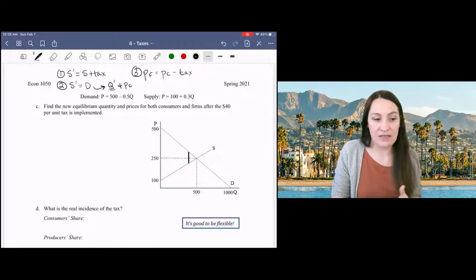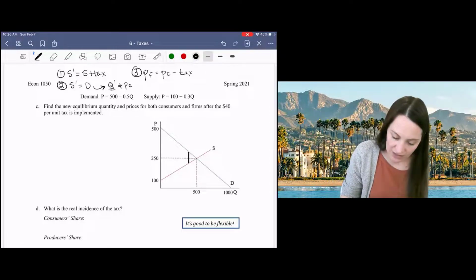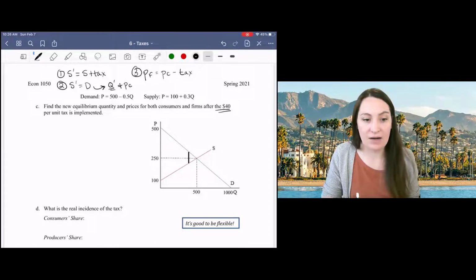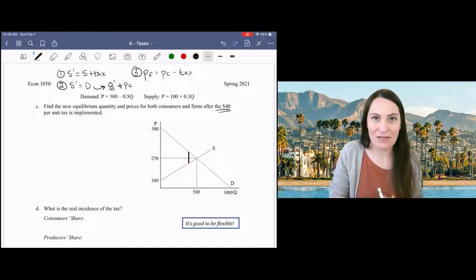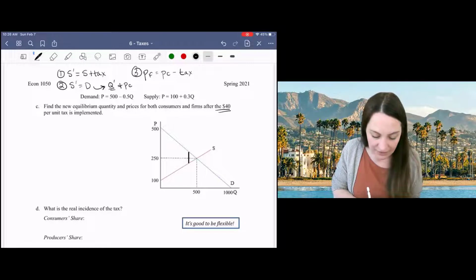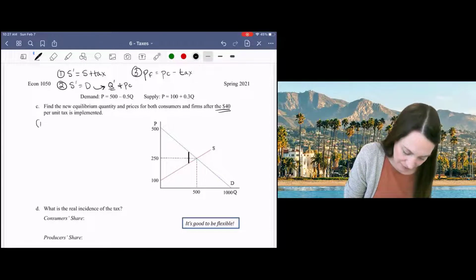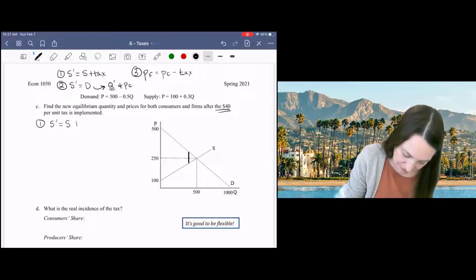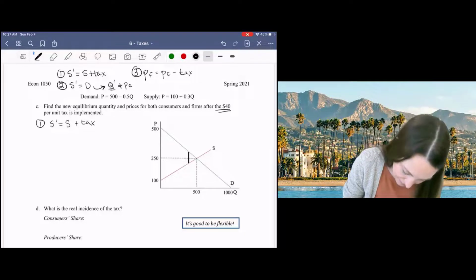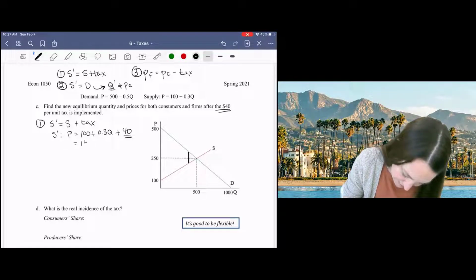So we'll go through these 3 steps here for the $40 tax implemented on the market that we just found equilibrium for. All right, so first step, new supply curve is equal to old supply curve plus the tax. So new supply, I've got P equals 100 plus 0.3Q, and then I'm going to add on my $40 tax. So I just get 140 plus 0.3Q.